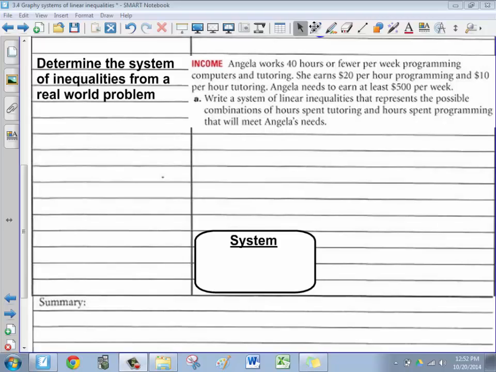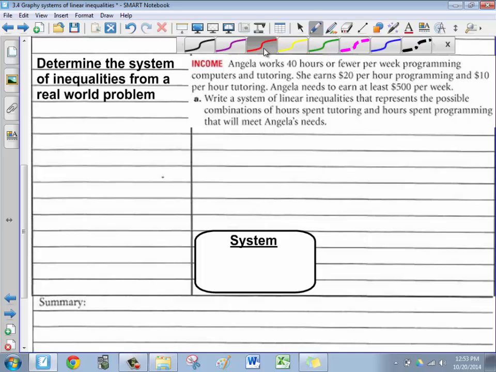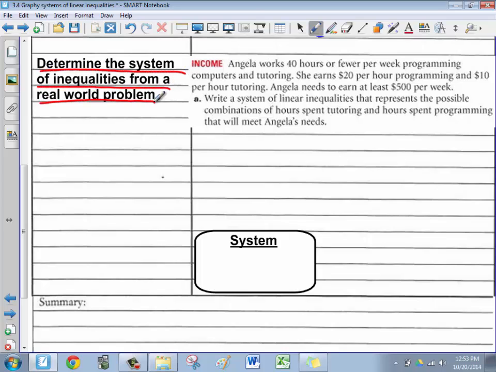There is one last thing we need to go over for section 3.4, and that is to be able to determine the system of inequalities from a real world problem. Well, let's just start by doing the thing that we do best. Let's start by highlighting the important information.